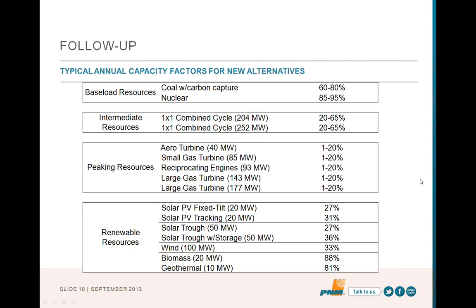So those are the type of things that when we're looking at a portfolio that has lots of wind, we also have to make sure we have sufficient capacity of fast reacting generation so that we're in control and able to balance those changes.